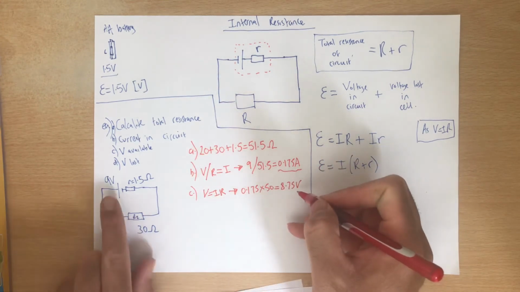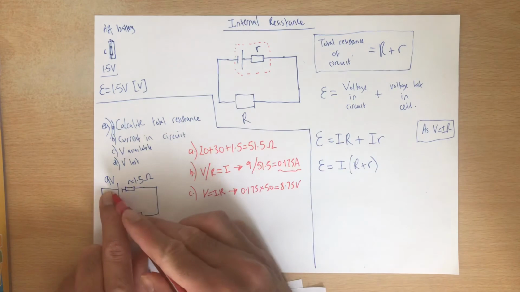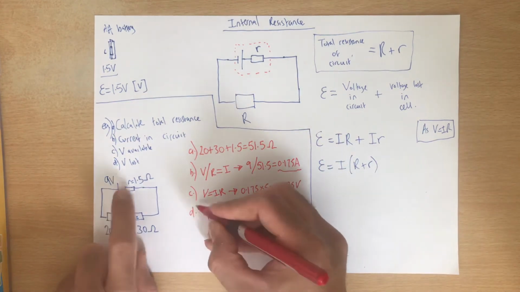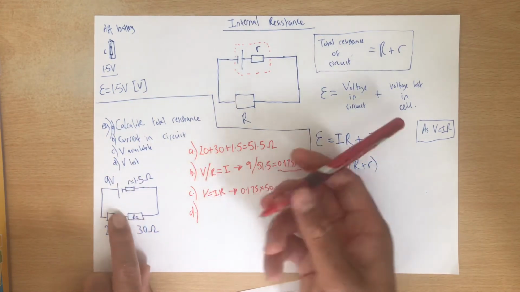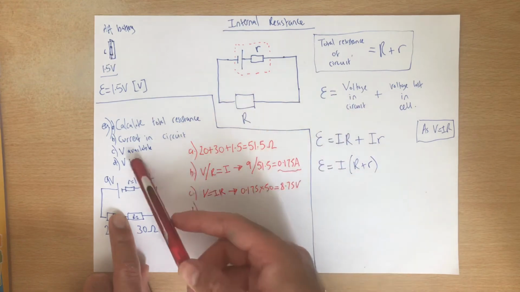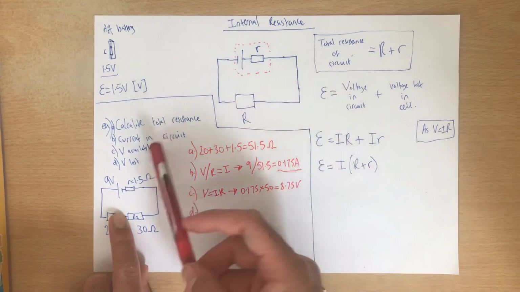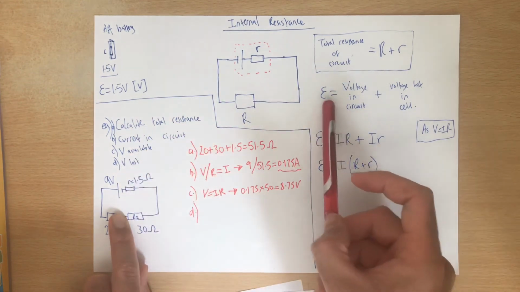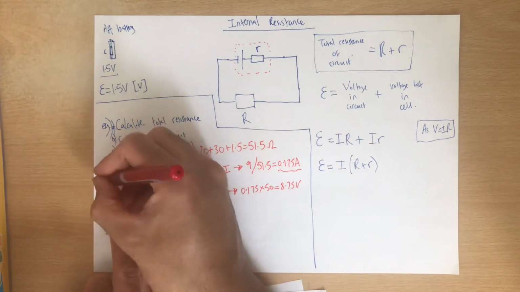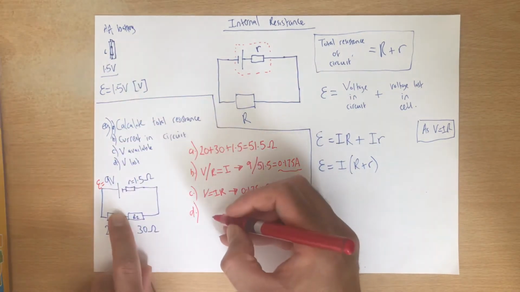And then, hang on a second, we haven't made the 9 volts up yet, so we're going to calculate the voltage lost as well, because remember, the voltage lost plus the voltage available in the circuit is going to equal the epsilon, or the 9 volts. That's epsilon, that's the EMF of the cell.